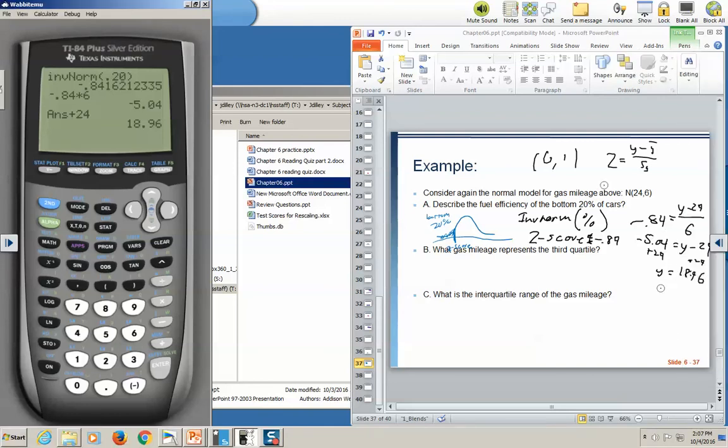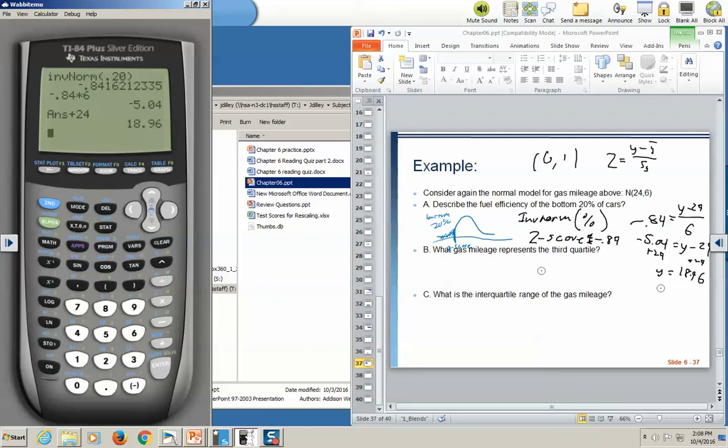18.96. So what's the fuel efficiency of the bottom 20% of cars? It is 18.96 and under. 18.96 is 20%, so every gas mileage beneath that is going to be your lower 20%. Let's do the next example.